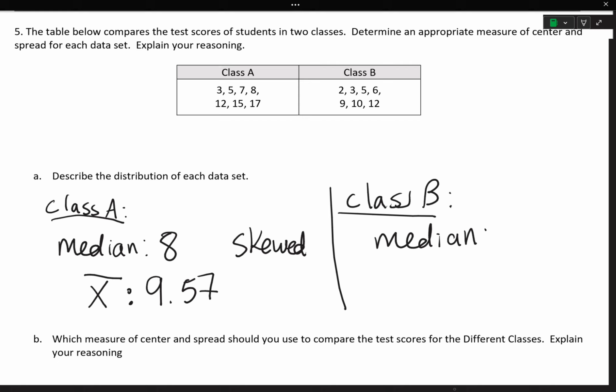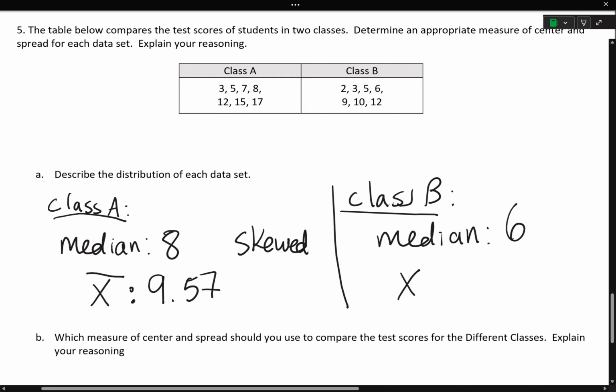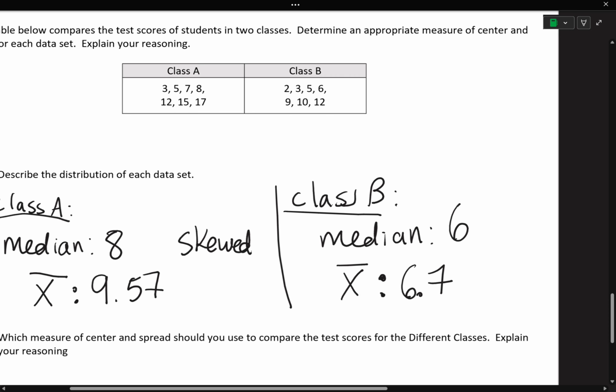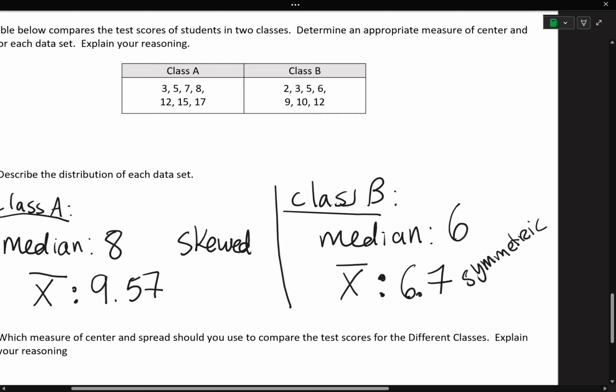Alright. Easy peasy, let's find that median of class B. That would be 6. Then we find the mean by adding up all the numbers and dividing by the amount of numbers on that list. So that's 7. When you divide it, you should get around 6.7. This data is symmetric because it's only 0.7 away from each other, 6 and 6.7.